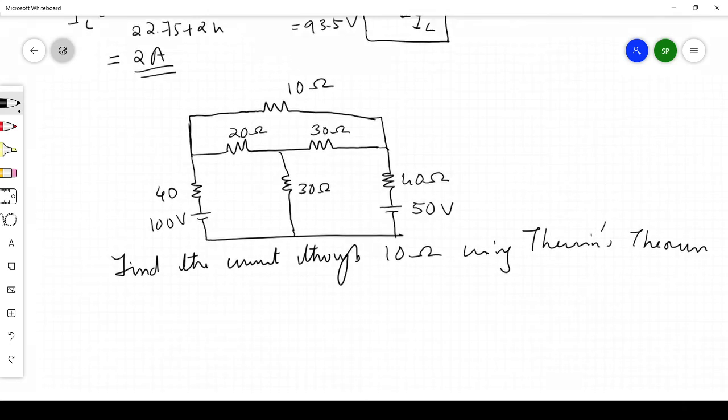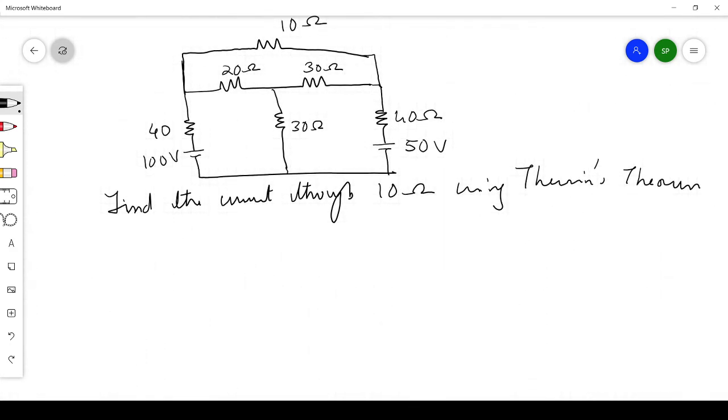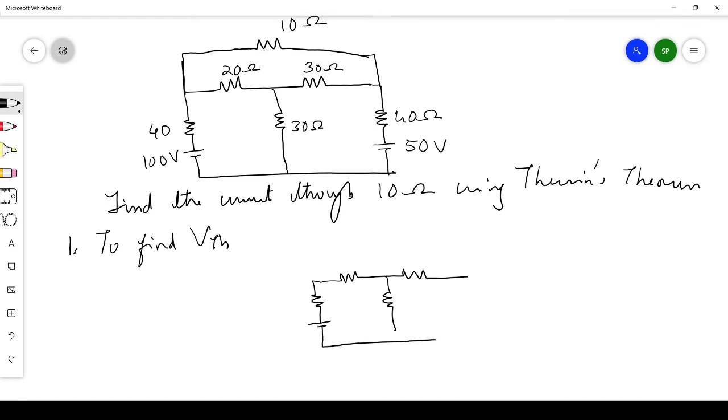Finding the current through 10 ohm using Thevenin's theorem means we have to consider that 10 ohm as the load resistor. So the first step is to find VTH. For finding VTH, we have to redraw the diagram, and we know that 10 ohm has to be open circuited, because VTH is nothing but the open circuit voltage when that 10 ohm is removed. Across the terminals we'll be finding the open circuit voltage.